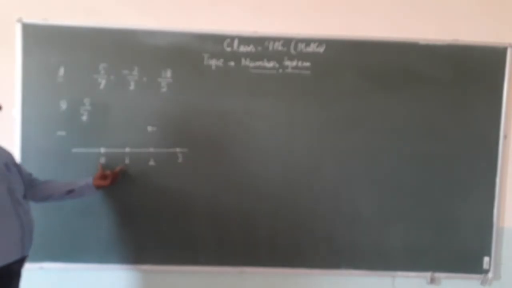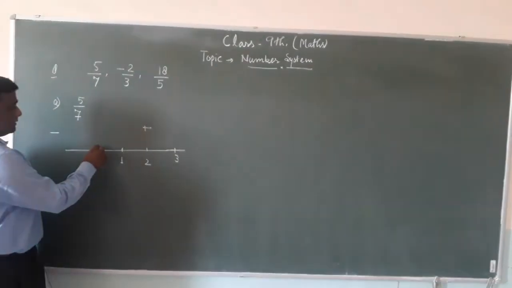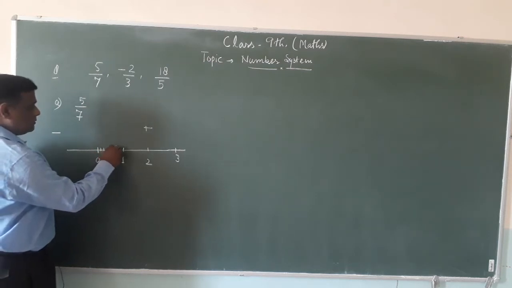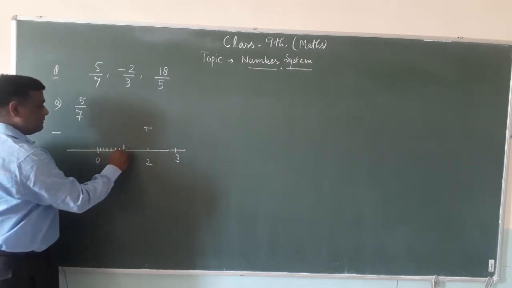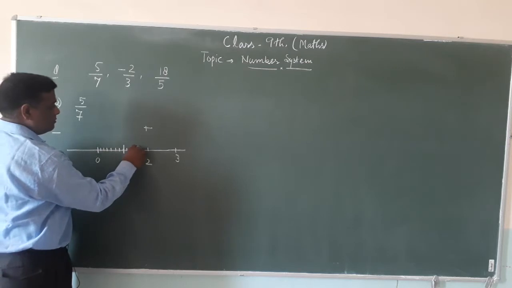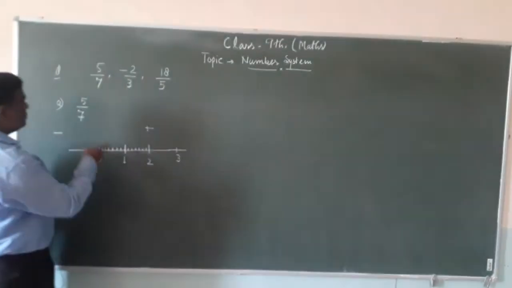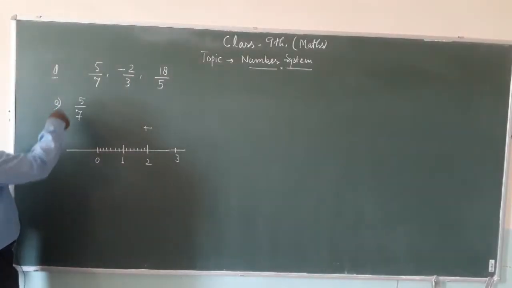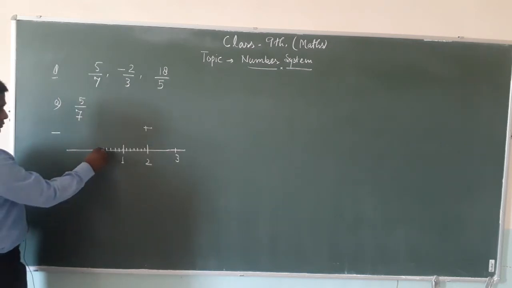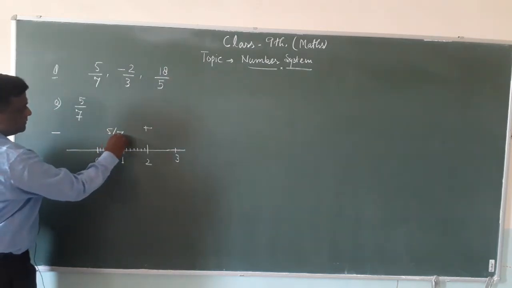and the number of divisions between 0 and 1 centimeter is 7. 7 equal divisions: 1, 2, 3, 4, 5, 6 and 7. That is 1. Again 1, 2, 3, 4, 5, 6, 7. Okay, and now the number is 5/7. The numerator is 5. So we can take 5 divisions: 1, 2, 3, 4, 5. This one is 5 upon 7.